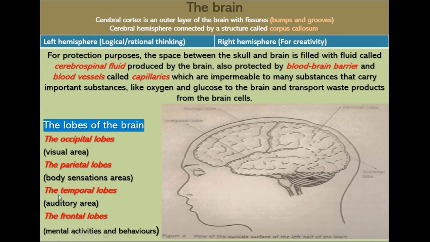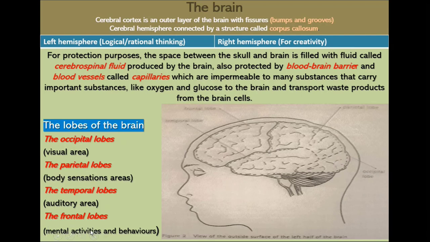Then we have what you call the temporal lobes, which are auditory. They say the auditory area handles the perception of sound, whether the sound is high or low. When someone calls you, you can differentiate that Siabong is calling you, Samantha is calling you, because of the voice. That is auditory. Your favorite song is playing, you start to dance, that happens through the temporal area, the auditory area. One of the main functions of the temporal lobes is the perception of sound.